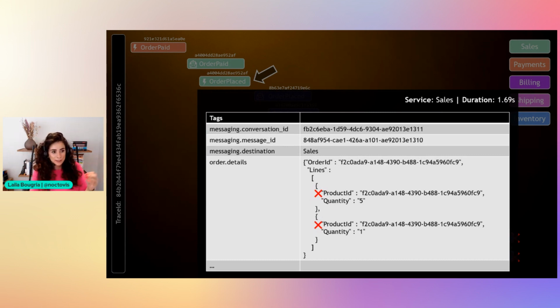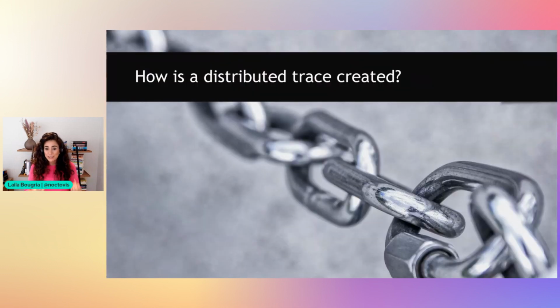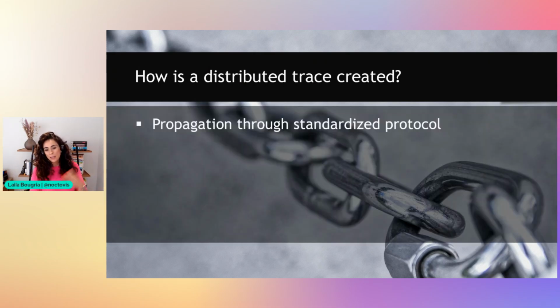Now, you can see that this trace is combined across multiple components, different processes that are running, maybe even in different parts of the world, right? So how do we get a trace that is connected across all of those boundaries? Well, for a trace to be distributed and therefore propagate across multiple components, we need some kind of propagation mechanism. That usually happens through a standardized protocol.